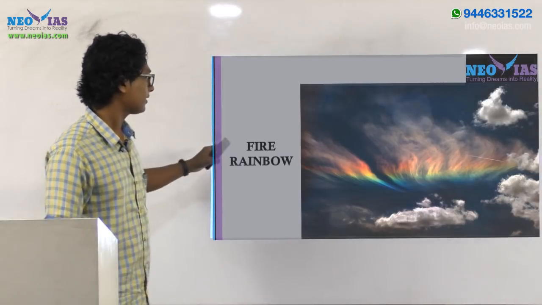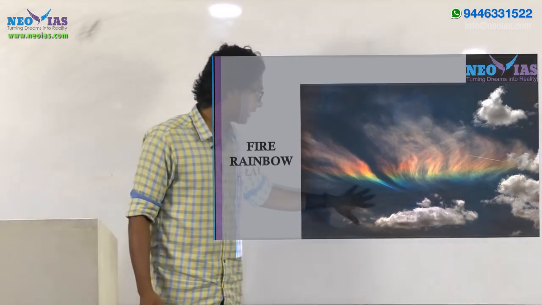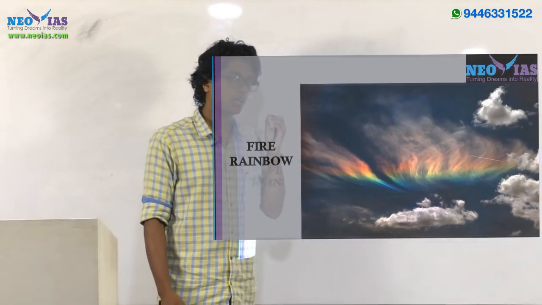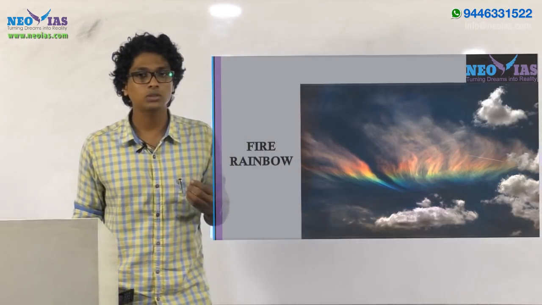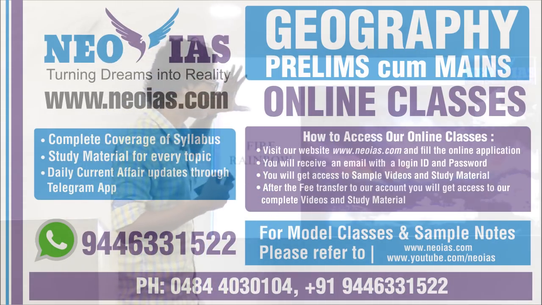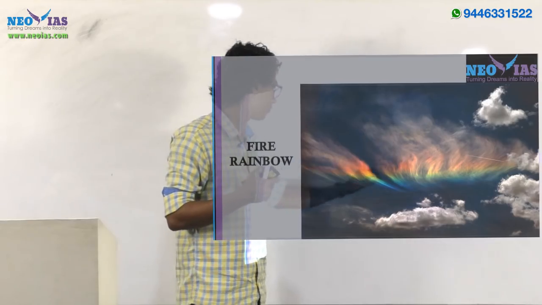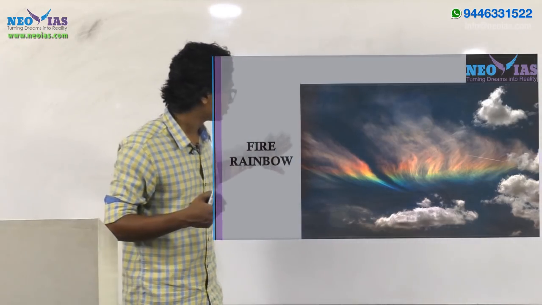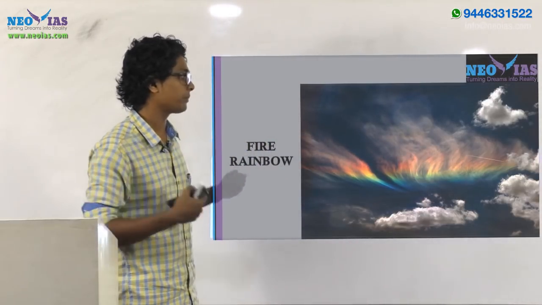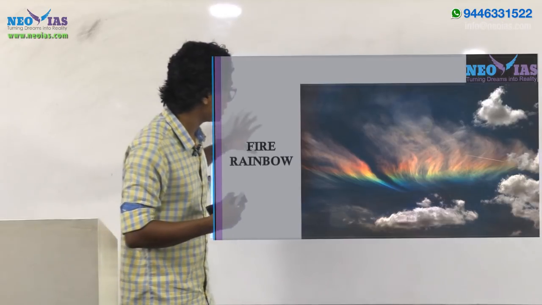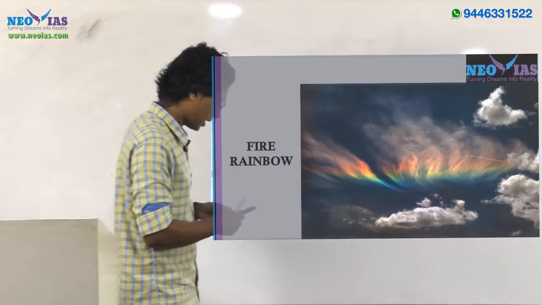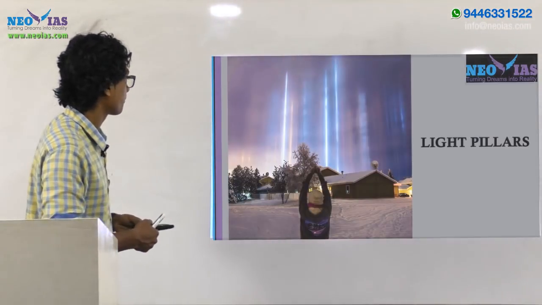The next one, fire rainbow. It occurs when you have very thin high clouds, like cirrus clouds. Cirrus clouds are made up of ice crystals. These ice crystals reflect the light, resulting in the formation of a fire rainbow. Various shapes can be observed, based on the reflection created by the cirrus clouds, which are made up of ice crystals and formed over high altitude regions.